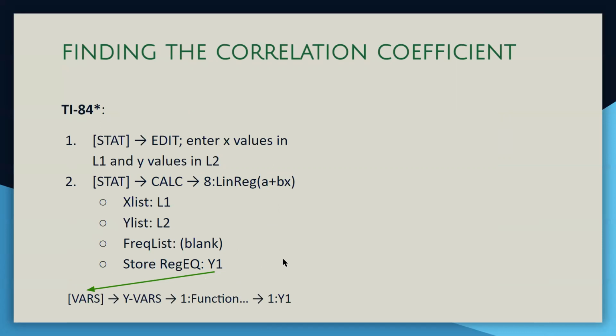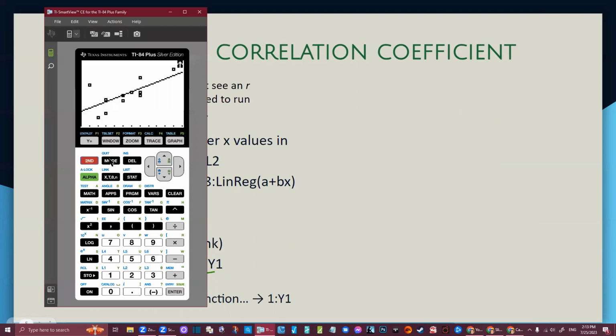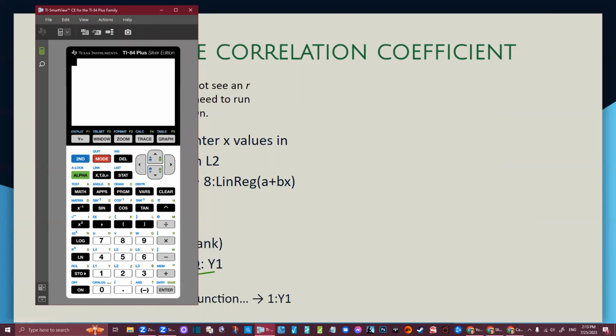And that regression equation, if you want to store a variable there, you can. However, you may run the linreg function and not see an R or an R squared value. If that happens, you need to run diagnostic on. So I'm going to pull up my TI-84 so you can see what that looks like. So let's go back to our home screen. To run diagnostic on, we need to open the catalog. And you'll notice above the 0 button in blue, it says catalog. So I'm going to press second 0.